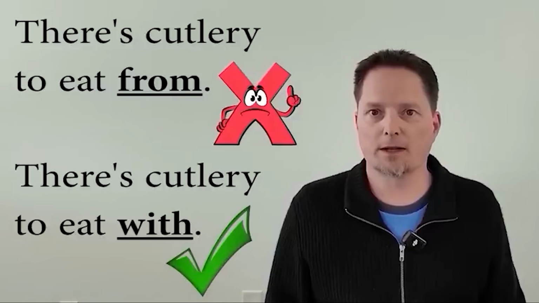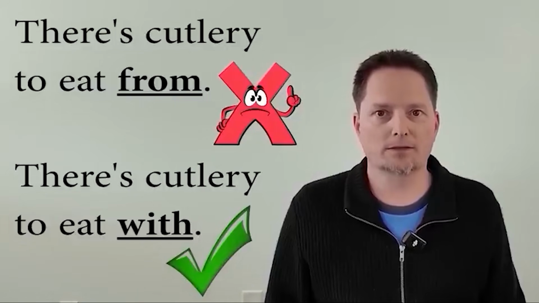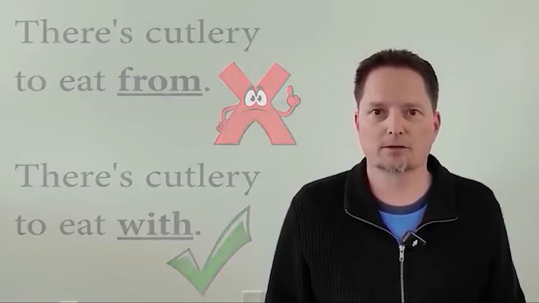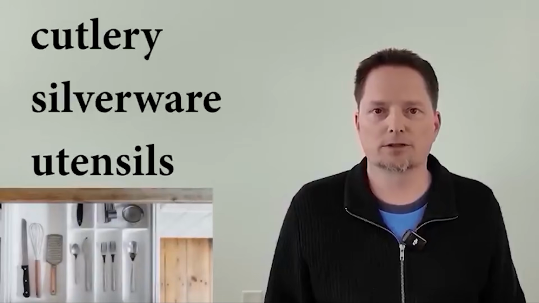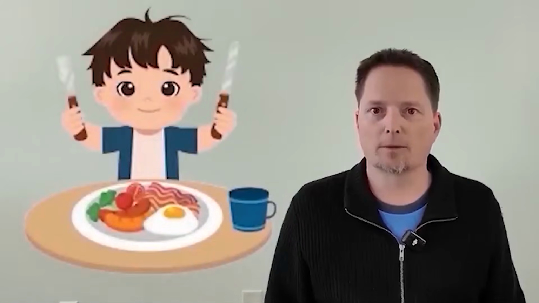You can say from a plate. You can eat from a plate with silverware. This is correct. So we see these three words, cutlery, silverware, utensils. They're all referring to pretty much the same thing. So example, he's eating from a plate, and he's eating with silverware.